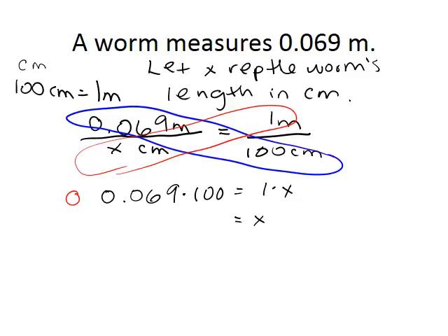Well, we have 2 zeros in my 100, so that means that my decimal will be moved 2 places, 1, 2. So that means that 6.9 centimeters is equal to x, or the worm is 6.9 centimeters in length. And I can picture that a lot more easily than I can 0.069 meters.